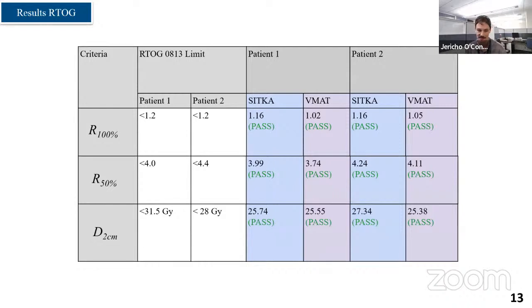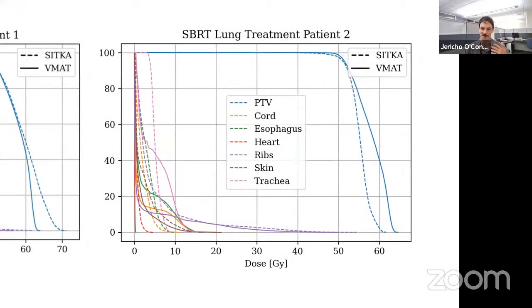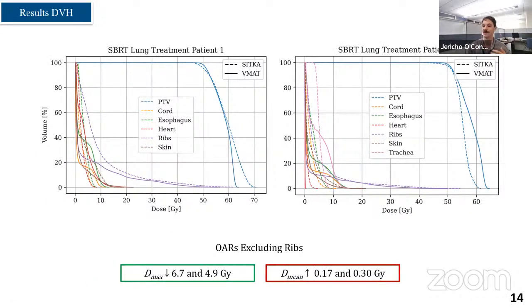So when we looked at these, it turns out that we could pass on all of them, some of them barely squeaking past, but these two plans passed. And when you look specifically at these plans, I'll look at the metrics first. So the max dose is decreased by about 7 and 5 gray in the two patients we looked at.